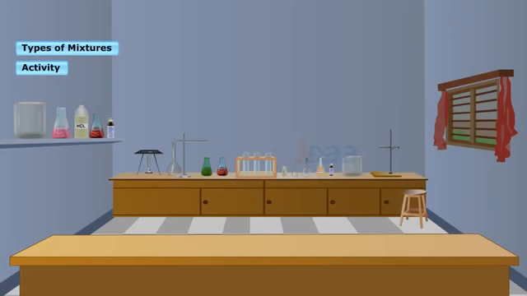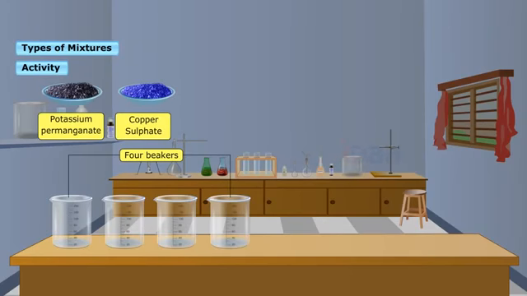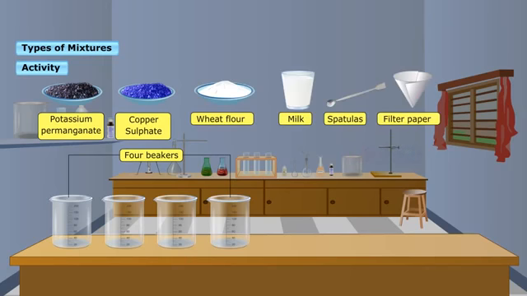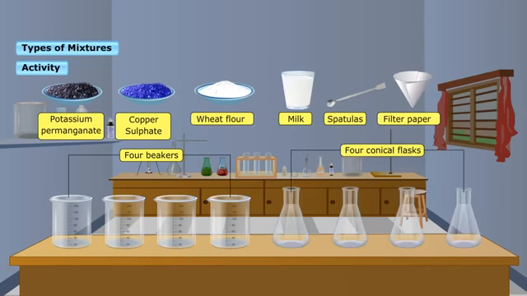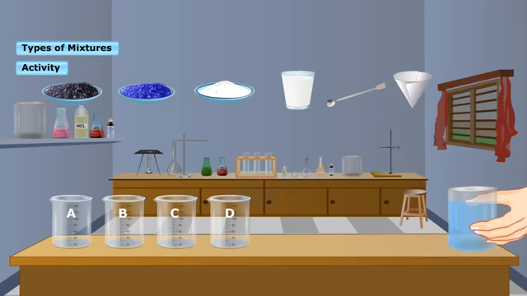Activity. This is similar to the activity 1 before. For this activity, we need 4 beakers, potassium permanganate and copper sulfate, wheat flour, milk, spatulas, a filter paper, 4 conical flasks and water. Label the 4 beakers as A, B, C and D. Fill all the beakers up to the 100 ml mark.